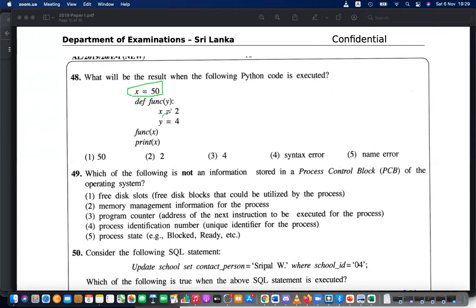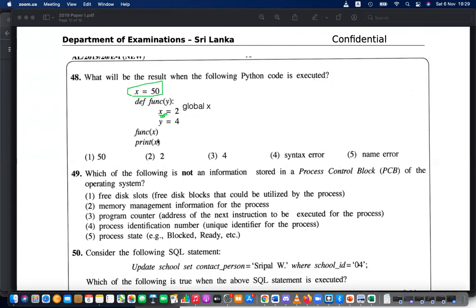If you want to change the same x, here we need to give global x. This won't change, because if you give global x, then this changes to 2. If you give global x, then after that x equals 2 will be the output. But global x was not given.